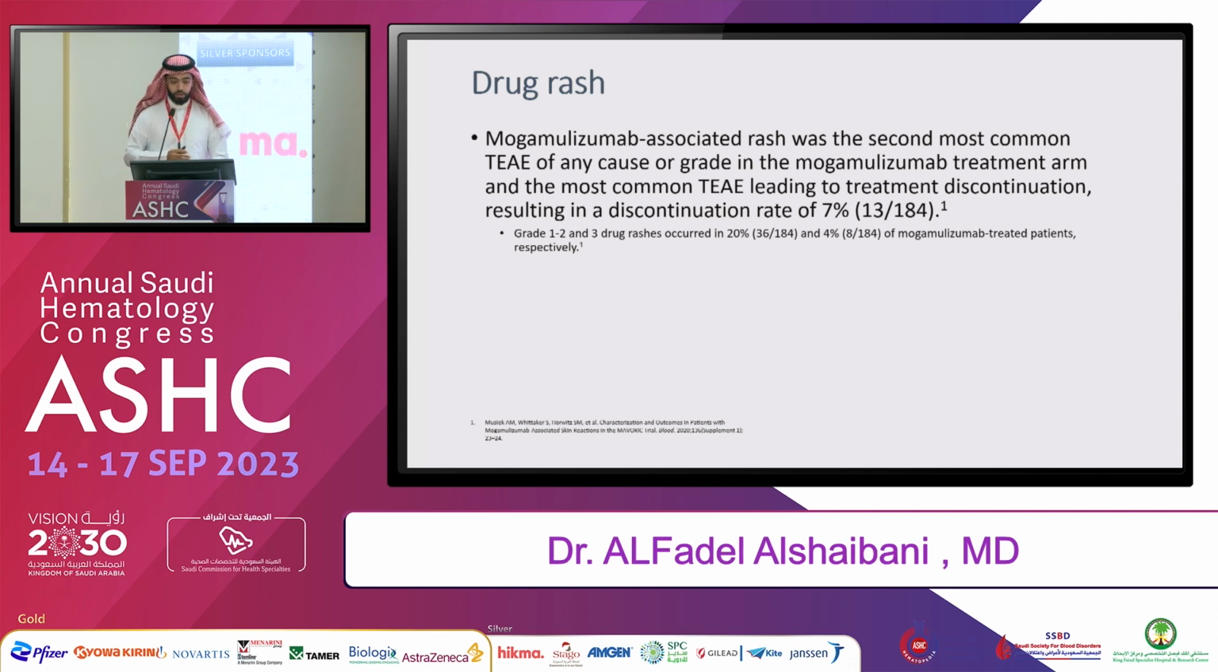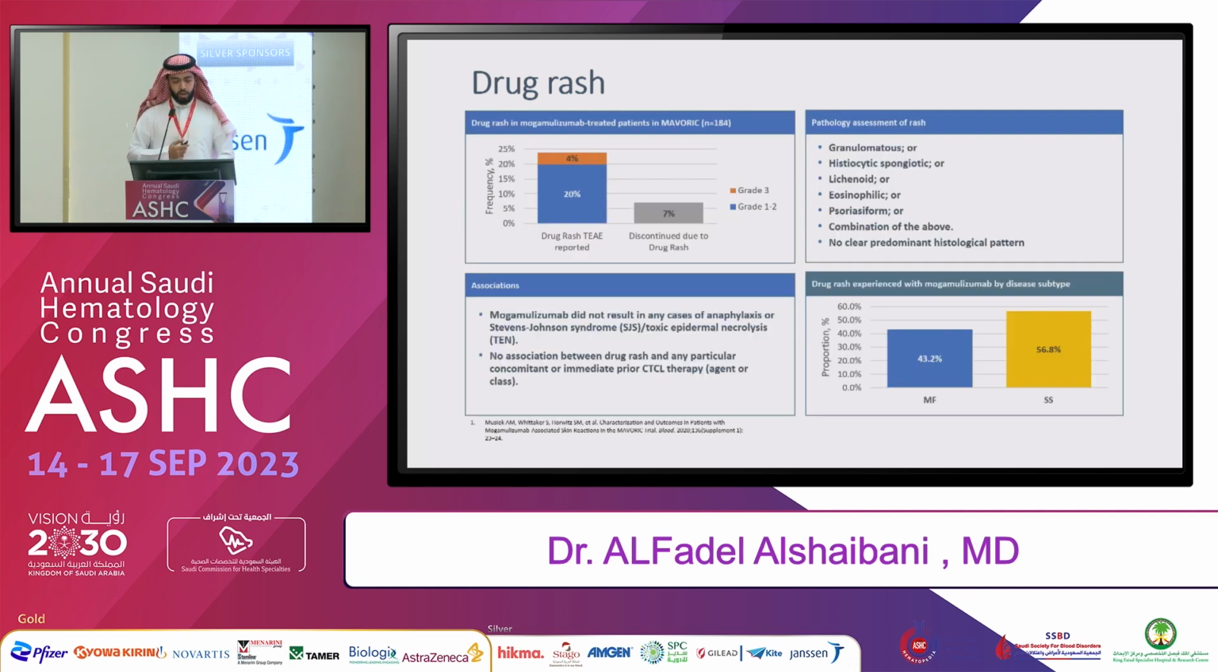This happens in around 20% of patients, leading to discontinuation in around 7% of patients. In the majority of patients, even if this happens, you can give them steroid, hold the medication for some time, resume the medication, and they have a good tolerance to the drug. As I mentioned, the drug rash happens in around 20% of patients. However, leading to discontinuation of the treatment happens in only 7%.